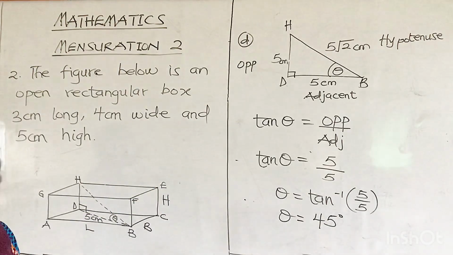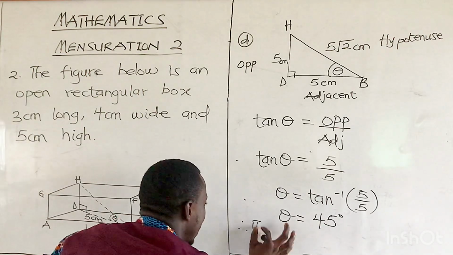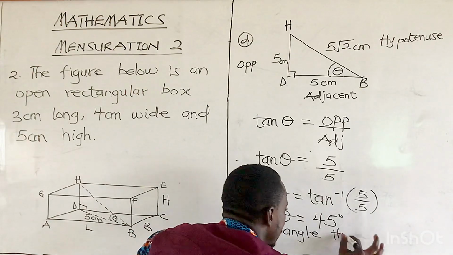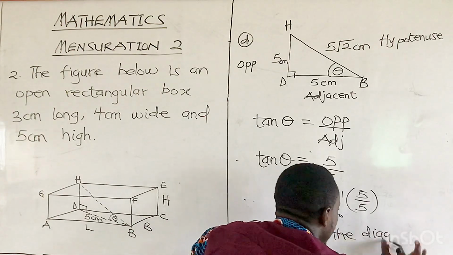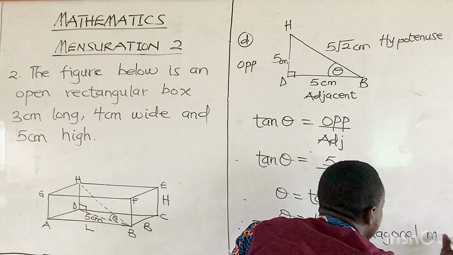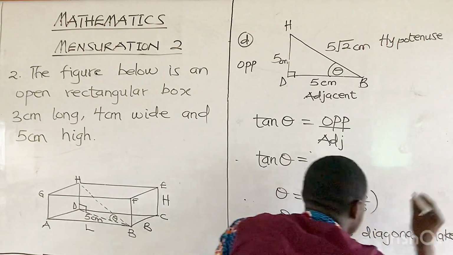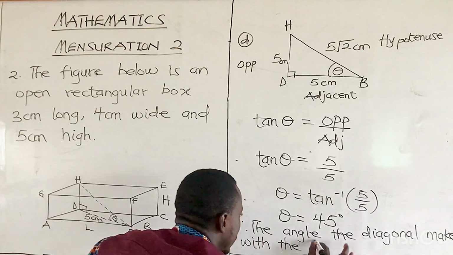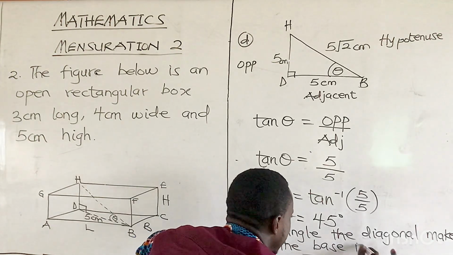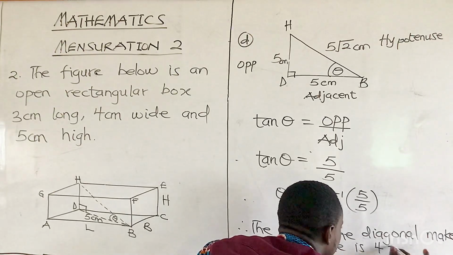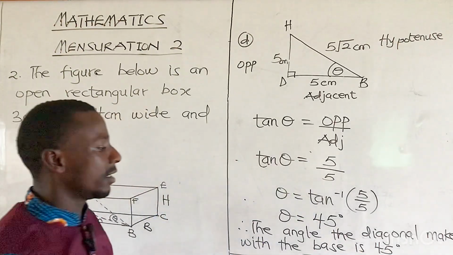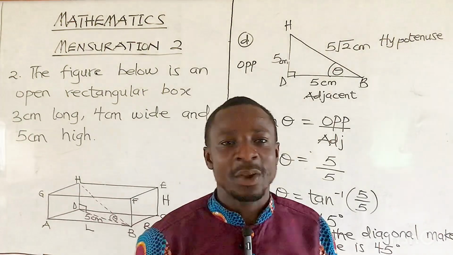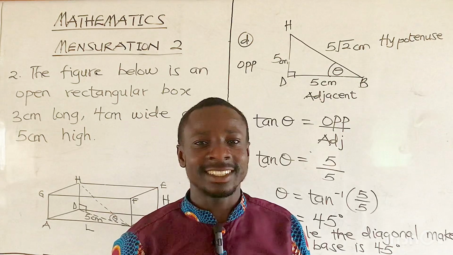So from here we can just conclude that therefore the angle the diagonal makes with the base is 45 degrees, and that will be your conclusion. So viewers, we are going to end the question here.